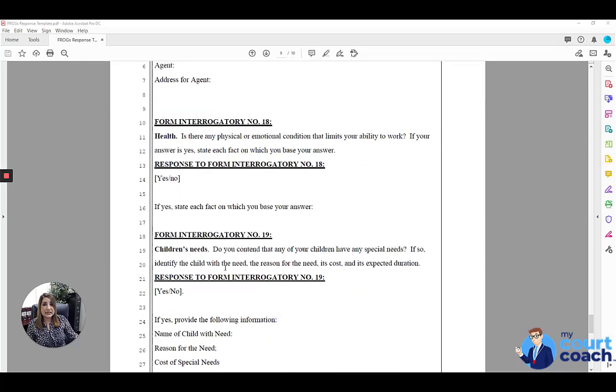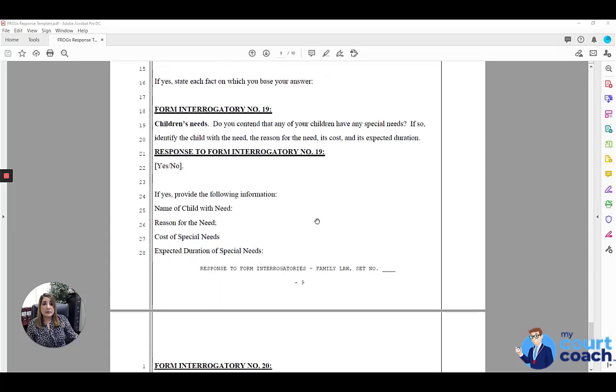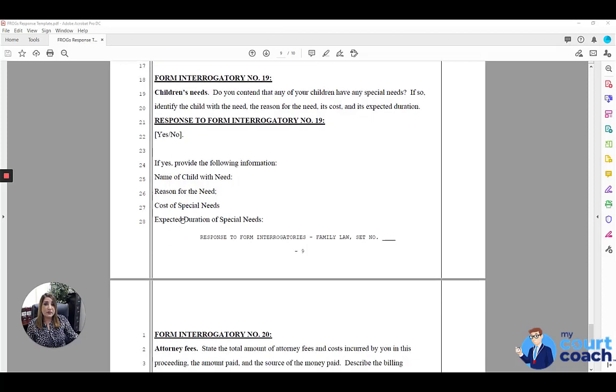Item 18 is asking if there is any physical or emotional condition which limits your ability to work. If yes, state each fact on which you base your answer. Item 19 has to do with the children's needs. If any of the children have special needs, it's a yes or no question. Then you need to provide the name of the child with the need, the reason for the need, the cost of the special needs, and if there is an expected termination date of that special need, you would list that here.